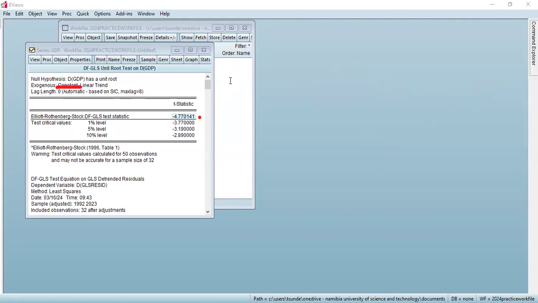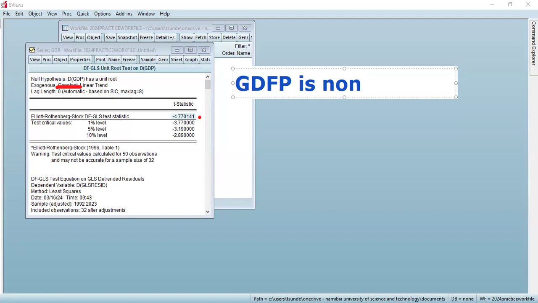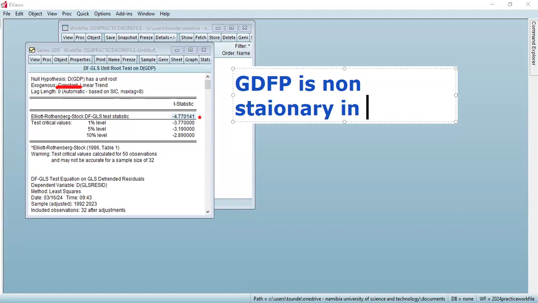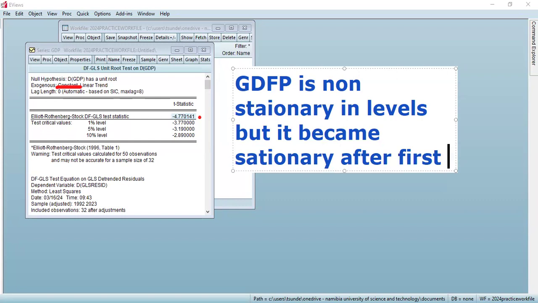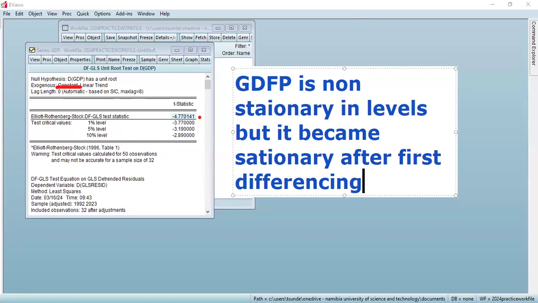Summarizing, we have found that GDP is non-stationary in levels, but it became stationary after first differencing. So this is the correct terminology, right? GDP is non-stationary in levels.